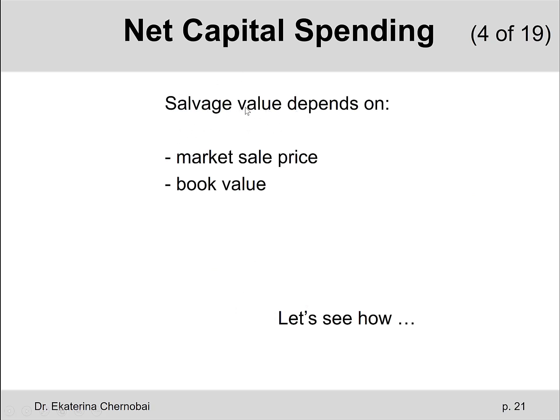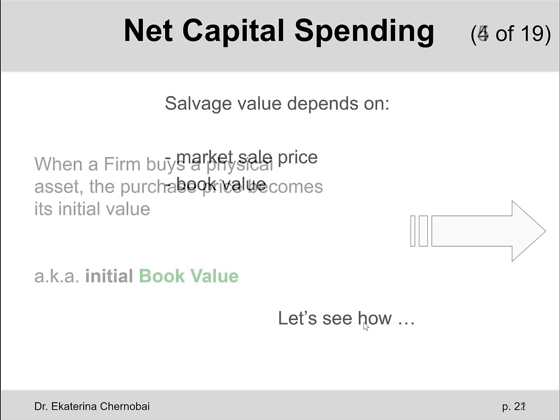The salvage value, or the money we receive when we sell an asset, to be more precise, it's the after-tax salvage value, as we are going to be calling it soon. It depends on 2 things. Market sale price, so that's basically the price that some buyer pays you. But it's not just that, it also depends on the book value at the time of sale. Let's see how the two are related to each other.